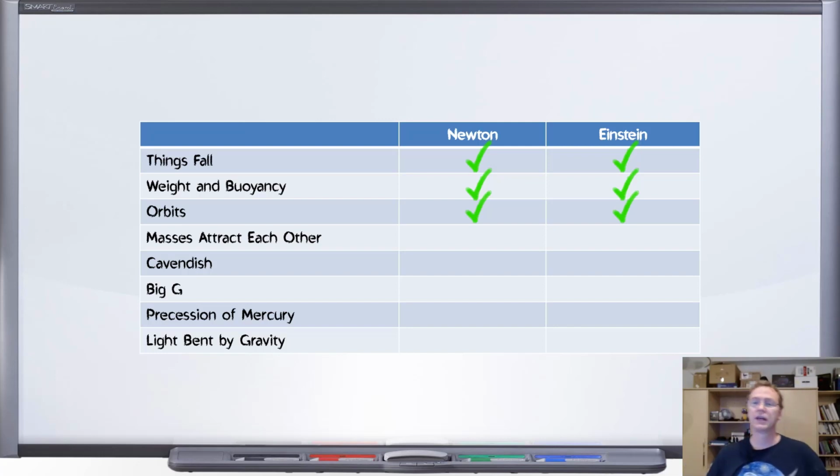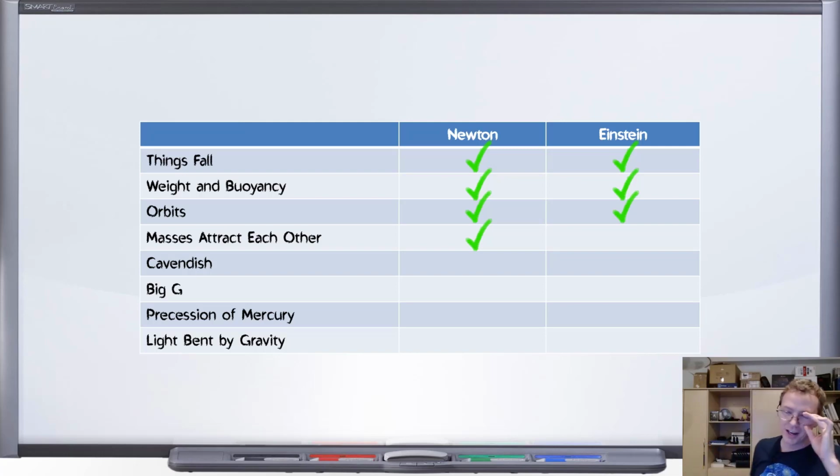Okay, here's the big one. Here's the kicker. This is the one that generates the controversy. Newton said that all masses are attracted to all other masses. But what does Einstein have to say about that? We've all heard it. We've heard gravity's not a force. That's right. I hear you in the crowd. Gravity's not a force.